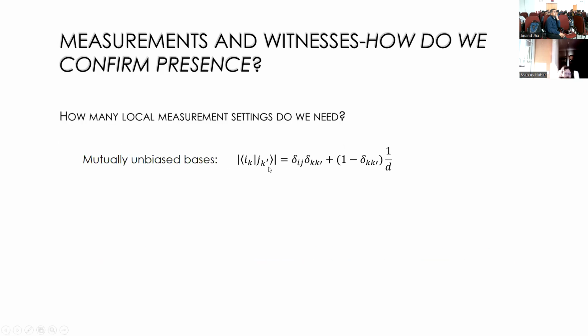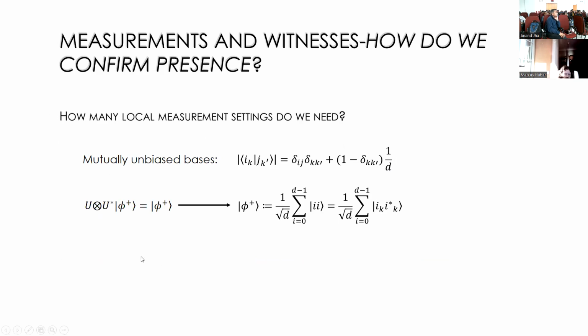So I mentioned mutually unbiased bases. What are those? A neat mathematical tool. There are two bases that are both orthonormal. And if you look at two different bases, the overlap is 1/d for all pairs of vectors. So basically what this means is if I know the outcome in one basis, I know nothing about the outcome in another basis. That's why I call it unbiased.